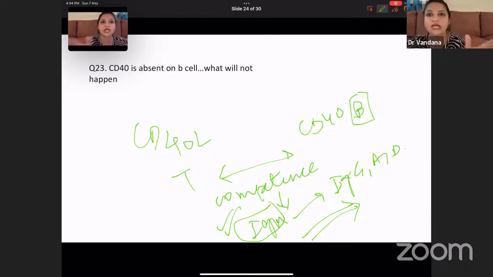There was also a flow cytometry question on hyper IgM syndrome, which was a repeat PYQ that we have discussed so many times. So this was just an altered way of giving you a PYQ. So what will not happen if CD40 is absent? Obviously, class switching is not going to happen. Let's go to the next question, guys.